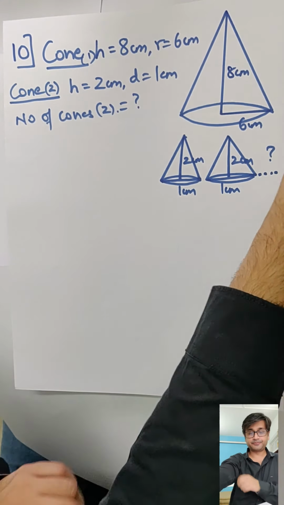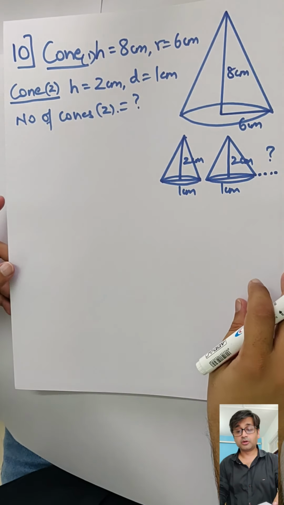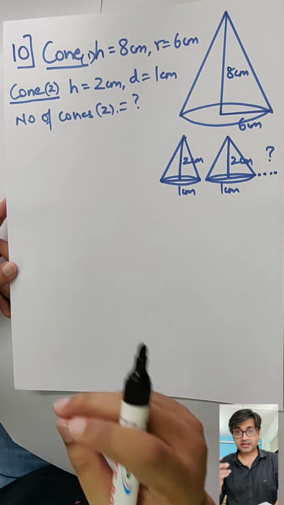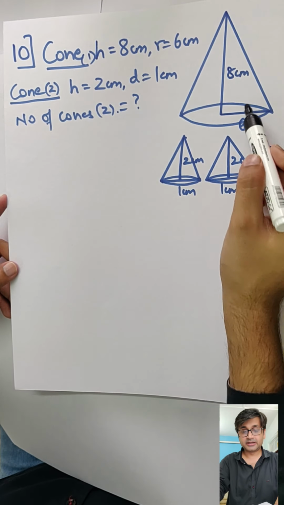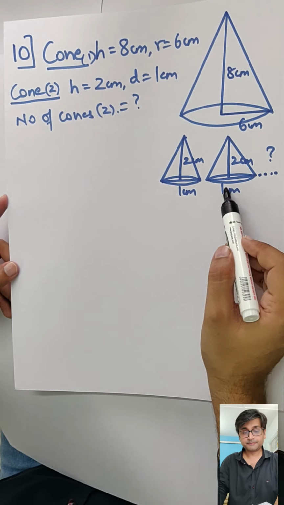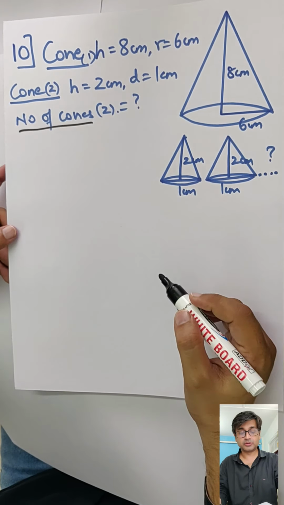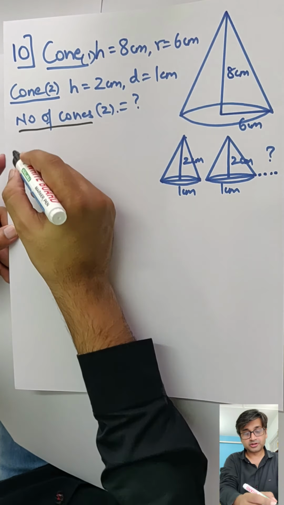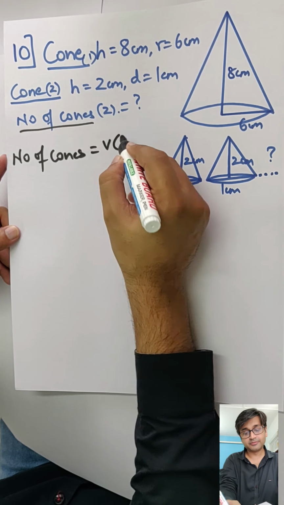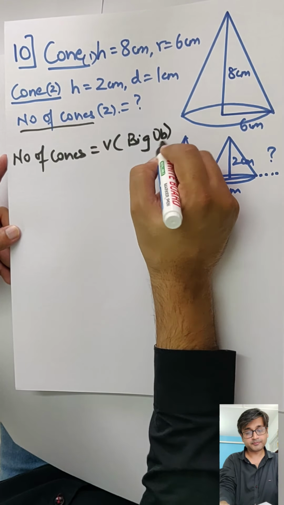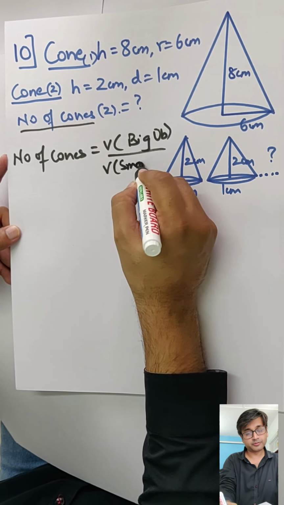Sum number 10. 10 is purely about volume. I gave you the clue already. They say a big cone melted and formed into smaller cones. How many number of small cones will be formed? So thumb rule throughout the chapter. Whenever number is asked, the formula is very simple. Volume of big object upon volume of small object.